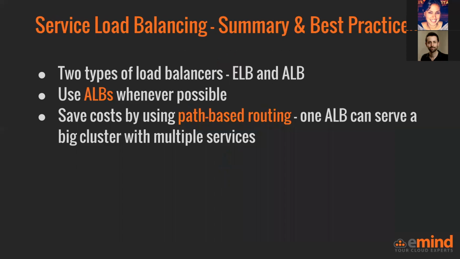So to wrap this section up, there are two types of load balancers on AWS, the ELB and the ALB. We suggest that you use ALBs since they are cheaper and provide more flexibility. You may save costs by using a single ALB for multiple services by utilizing path-based routing.